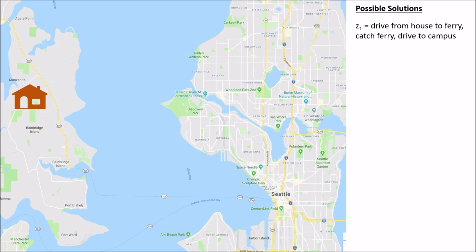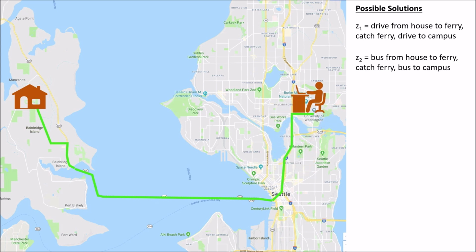What else could we do? Well, if I don't want to drive, maybe I'll catch a bus from my house to the ferry terminal, walk onto the ferry boat, and then when I get to Seattle, just find some bus that happens to be going to the UW. So that's Z2 here: bus, ferry, bus.